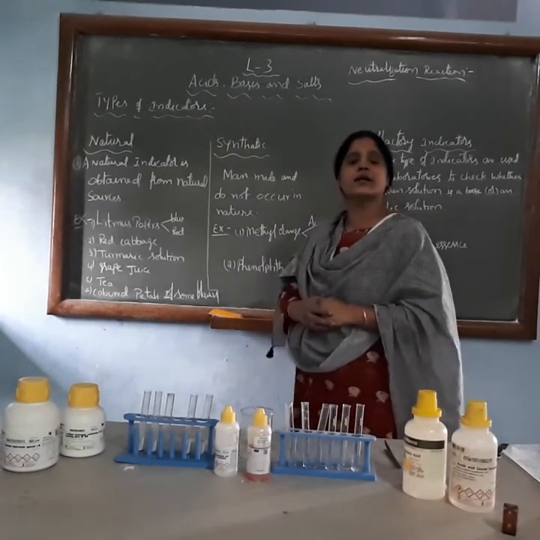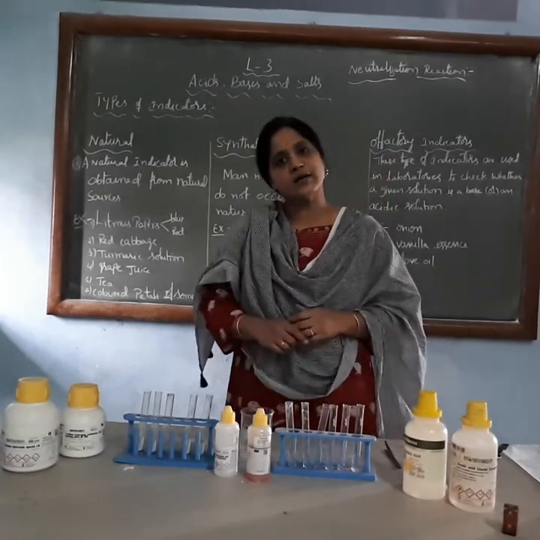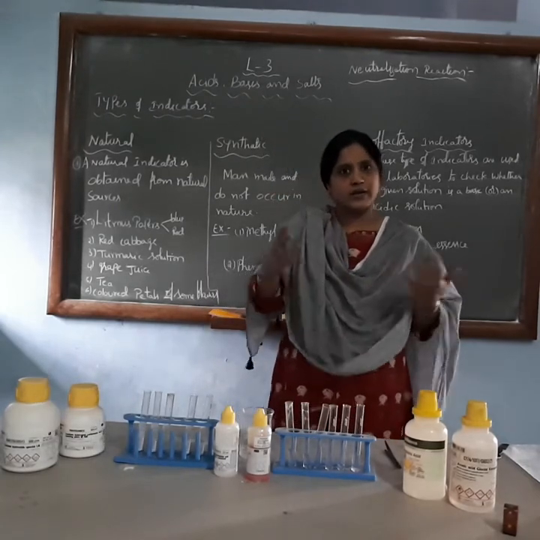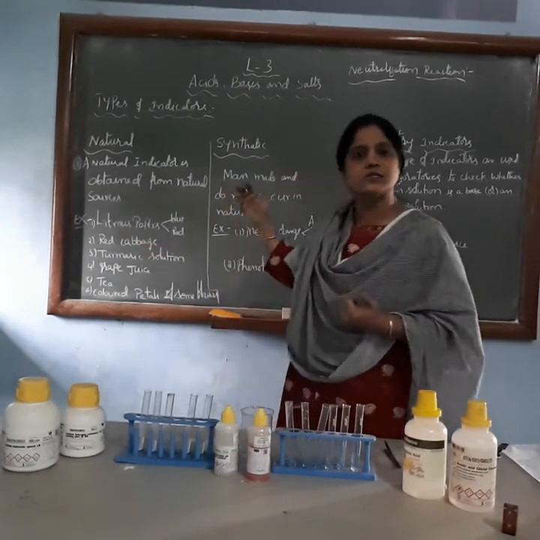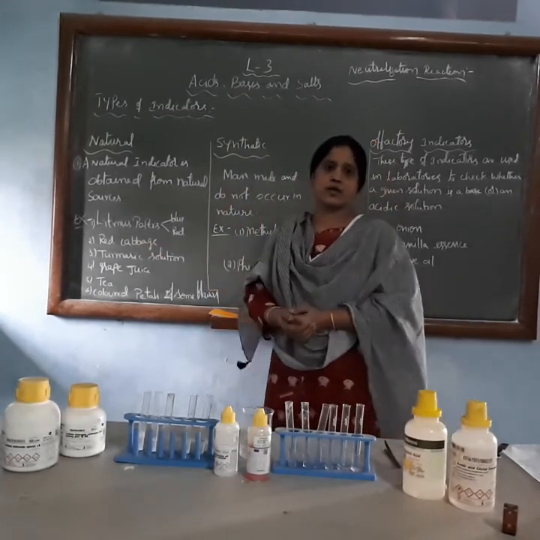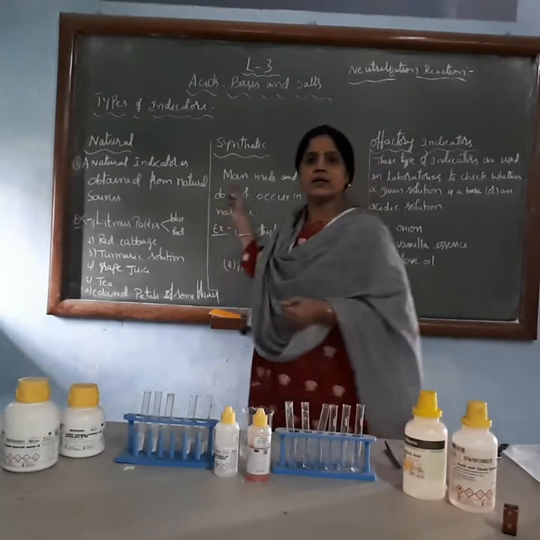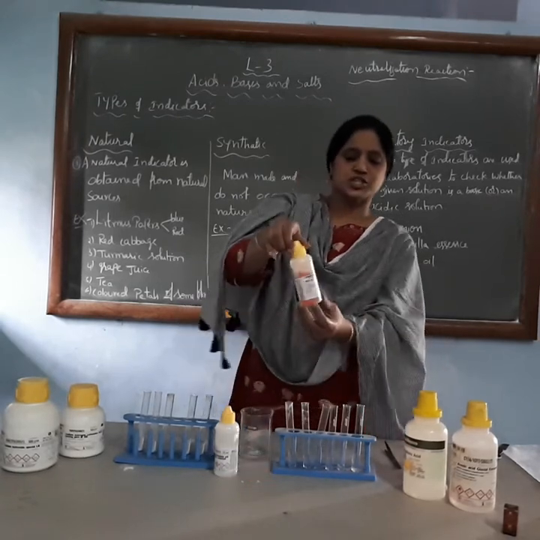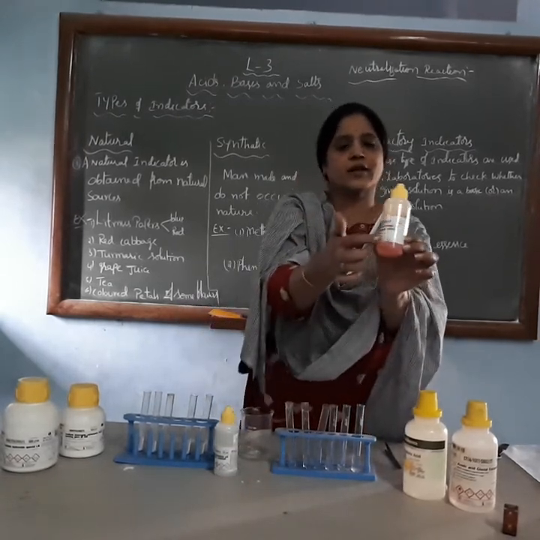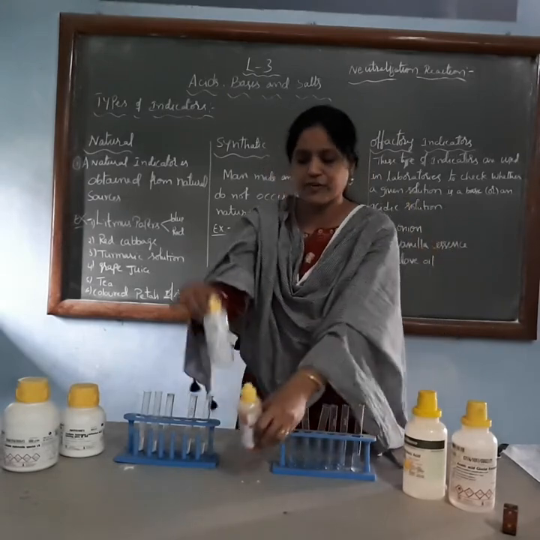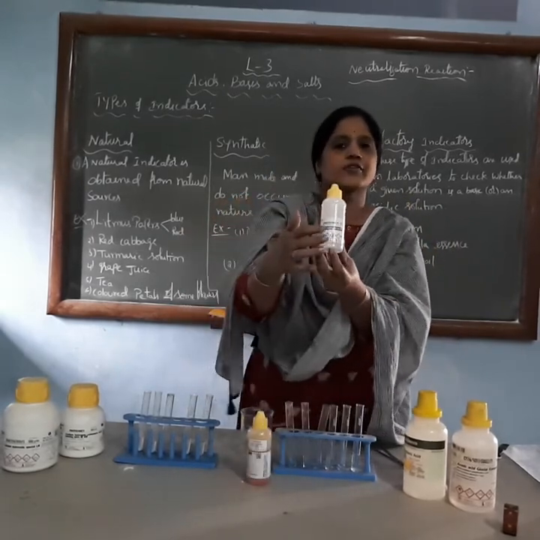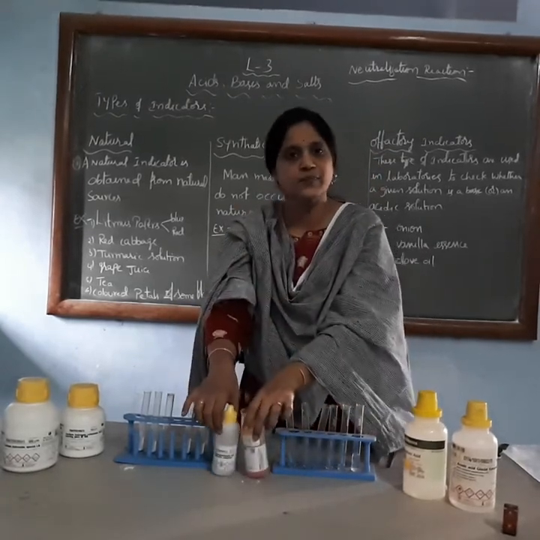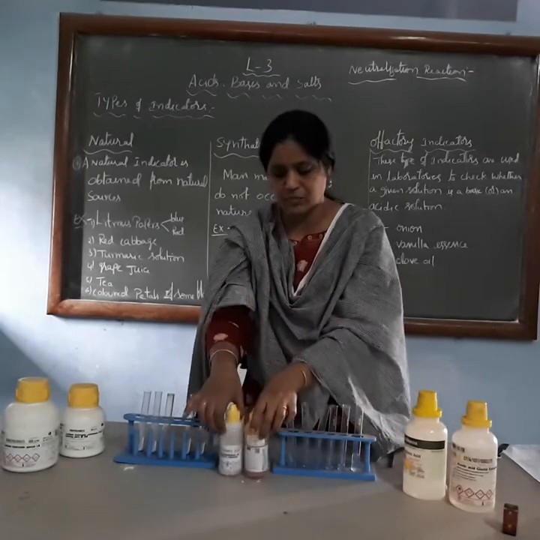Now coming to synthetic indicators. What are synthetic indicators? They are man-made indicators; we do not obtain these indicators naturally. In synthetic indicators, there are two types. One is the methyl orange indicator. You see, this is the methyl orange, which is orange in color. The other is the phenolphthalein indicator. These two come under synthetic indicators, which contain some chemicals.